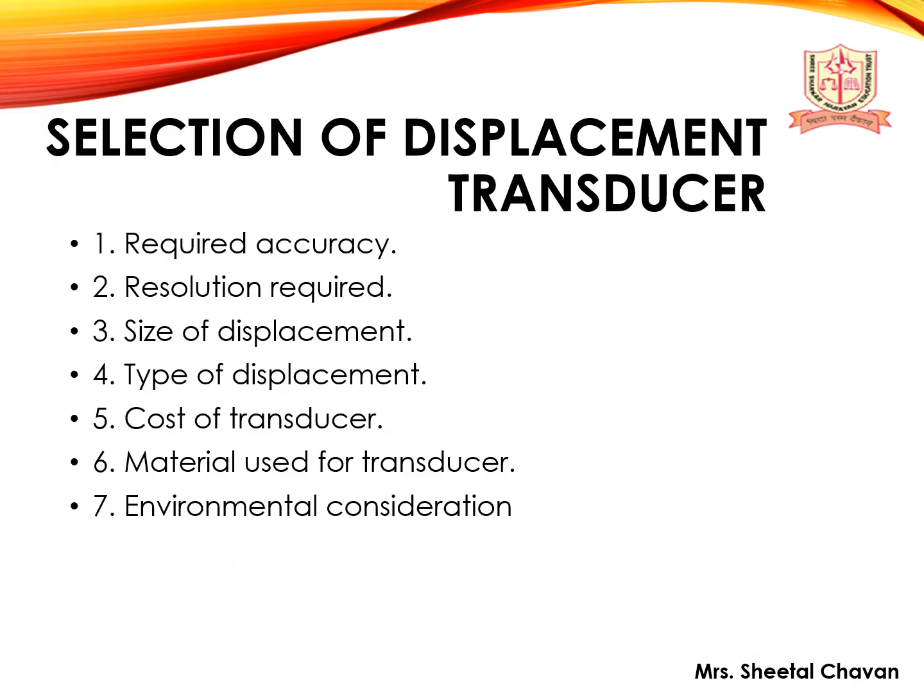The next point is the selection of displacement transducer. These are the different factors that are considered while selecting the displacement transducer. The first one is the required accuracy. Accuracy is very important while selecting any displacement transducer. Second is the resolution required. Then the size of displacement, then the type of displacement, cost of transducer, the material used for the transducer and the environmental considerations. So these are the different factors considered while selecting the displacement transducer.